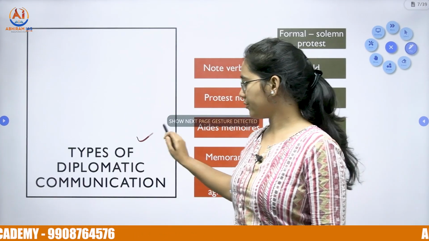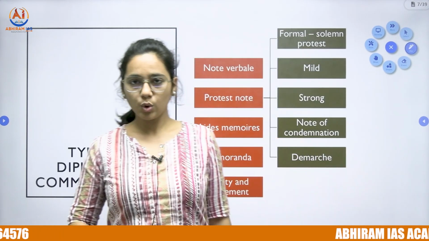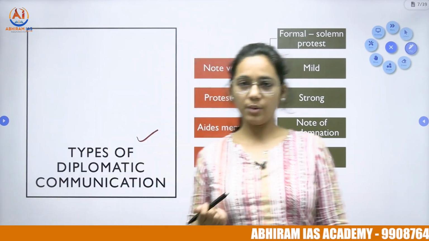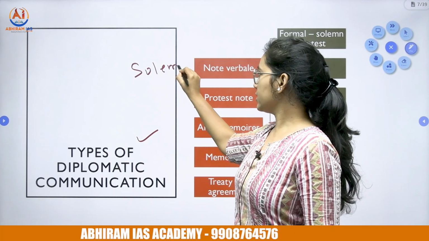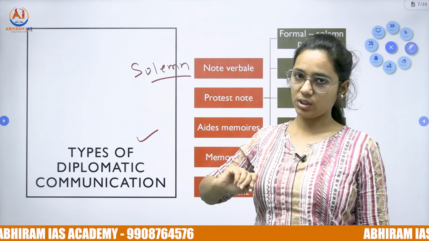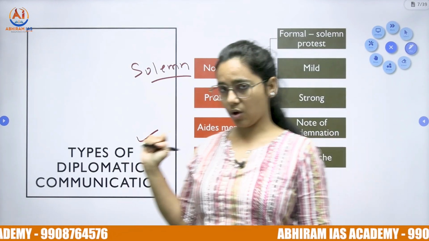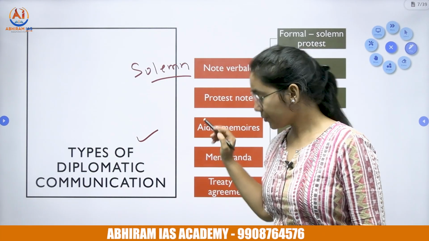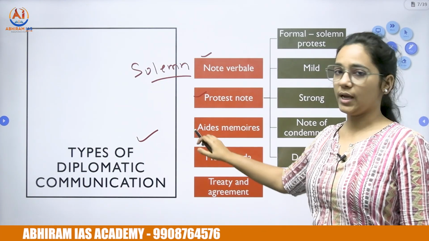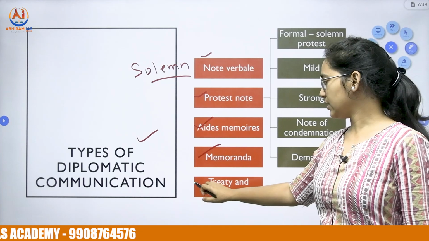So what are the types of diplomatic communication? India has registered a formal protest note, that is a solemn protest, against the inclusion of these two counties in Hotan Prefecture. So what is a solemn protest? There are different types of diplomatic communication. We can see note verbale, protest note, aide-memoire, memoranda and treaty agreement.